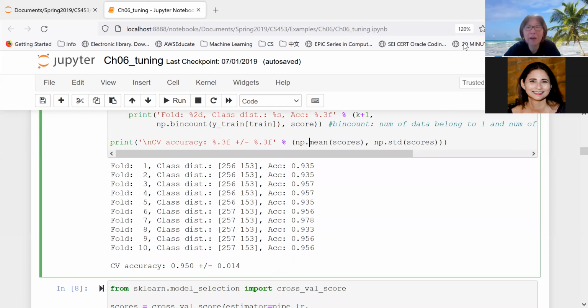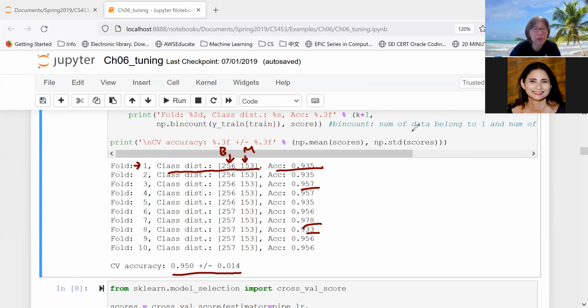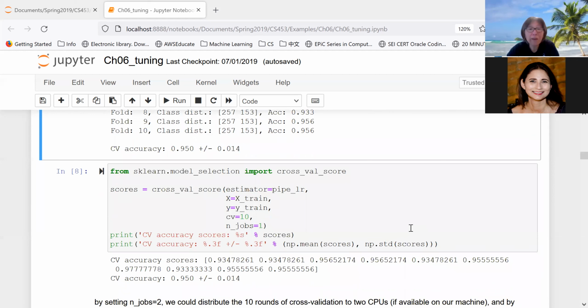And here is the output. For each fold, it gives us the class distribution, benign and malignant, and also gives us the accuracy score. You can see the accuracy score is not the same, it's different. So this is tenfold, and then we can also find out their average and the standard deviation. So this is regarding k-fold.